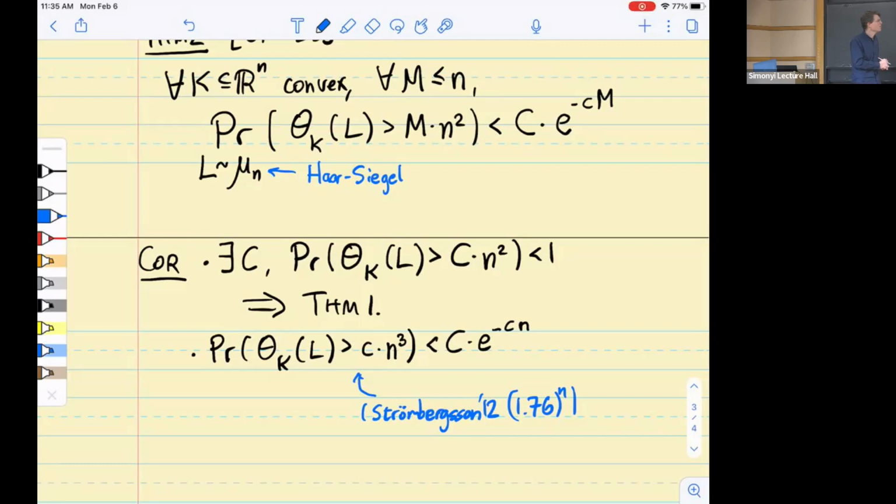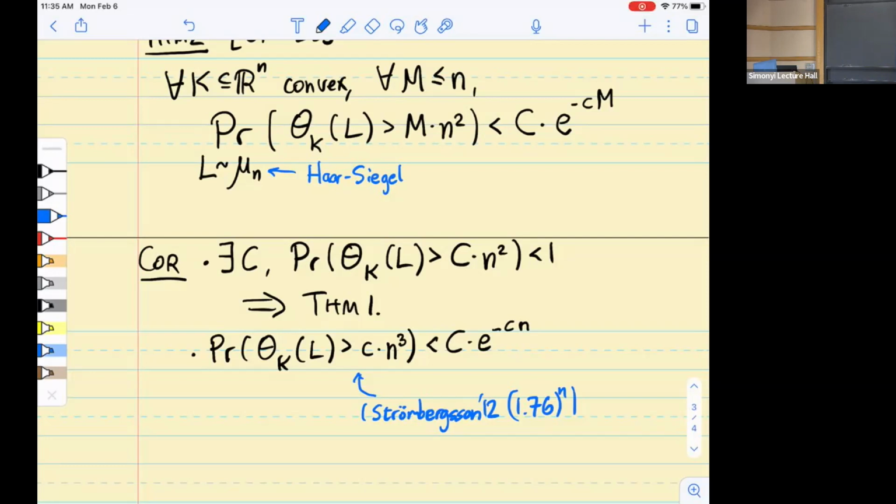I would bet so, but somehow they use some things that don't immediately translate. But it's a good question. I would bet that for a Euclidean ball, you should get really like n or n log n, something like n log n.